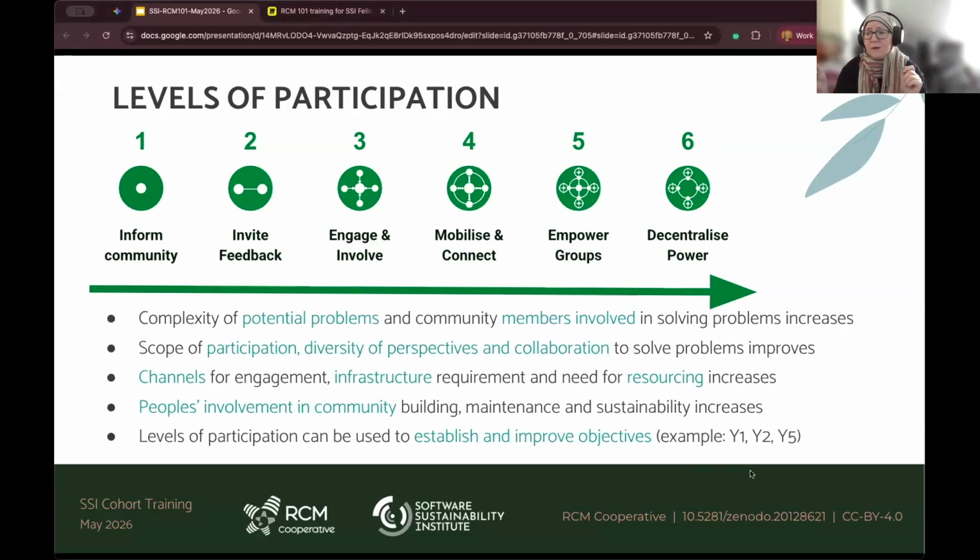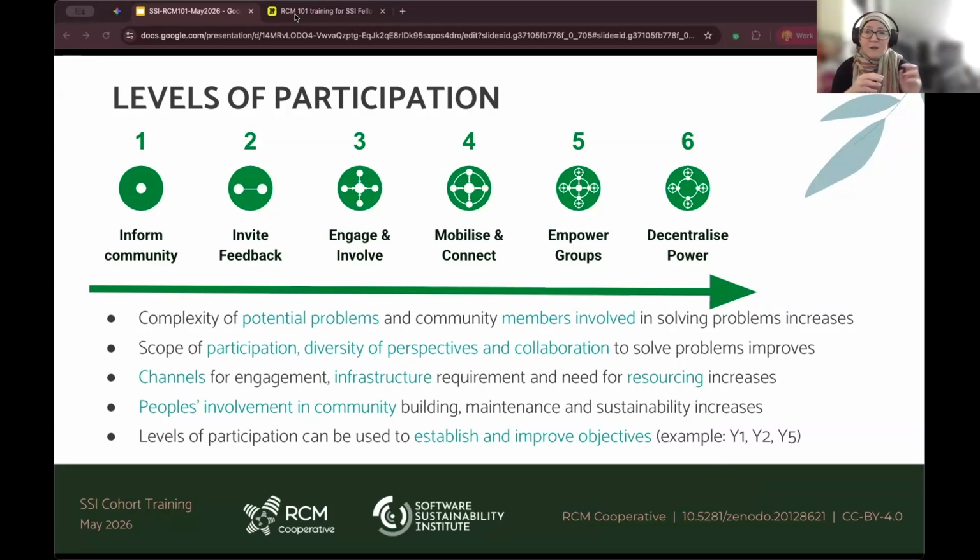So just to explain this a little bit more and give it a little more depth. The complexity of potential problems, and the community members involved in solving problems, increases from the left to the right. So you need an increase in the amount of people and the complexity that is needed. And then the scope of participation, the ways in which people actually contribute to the community, the diversity of participation, because you've got more people in there, and the amount of collaboration to solve the problem, increases as you go from the left to the right.